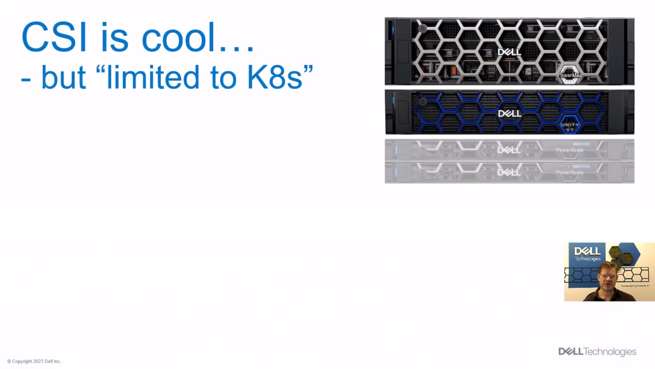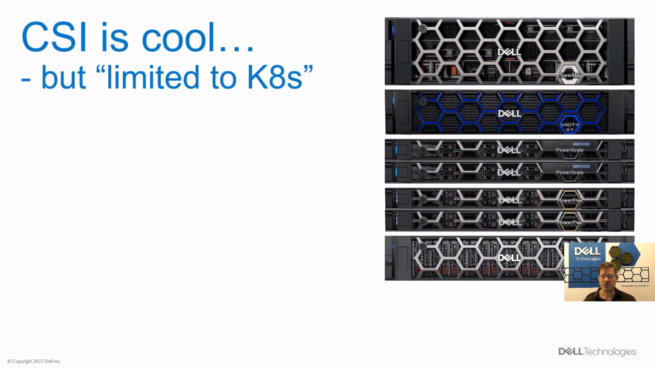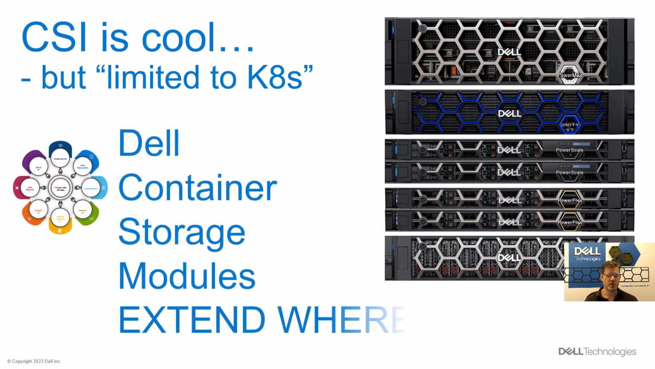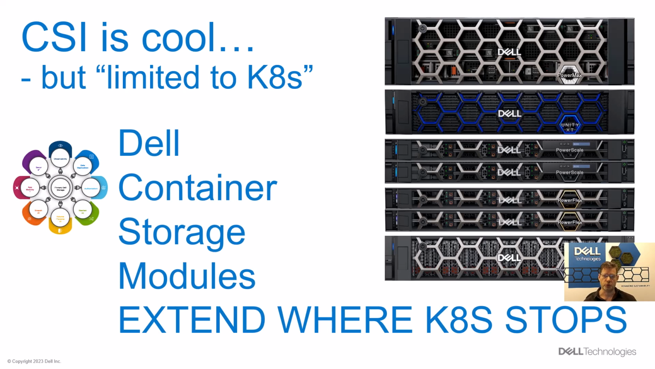So having CSI is cool and it allows us to have persistent storage into Kubernetes from all of our major platforms. The problem is it's limited to Kubernetes, which means you cannot do anything that Kubernetes obviously doesn't understand. This is where Dell Container Storage Modules, or CSM, come in. We extend where Kubernetes stops.